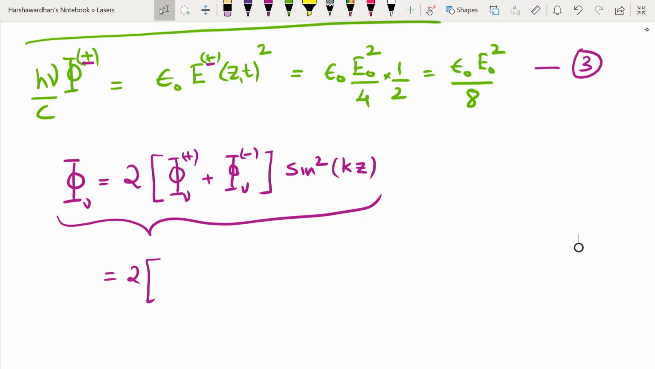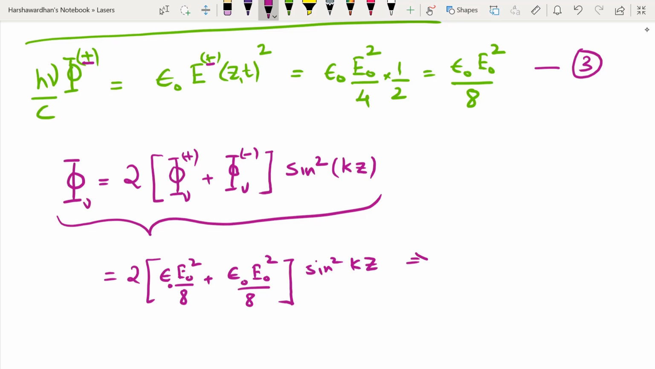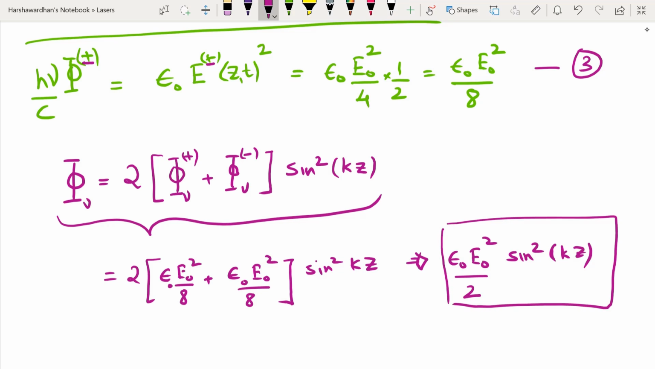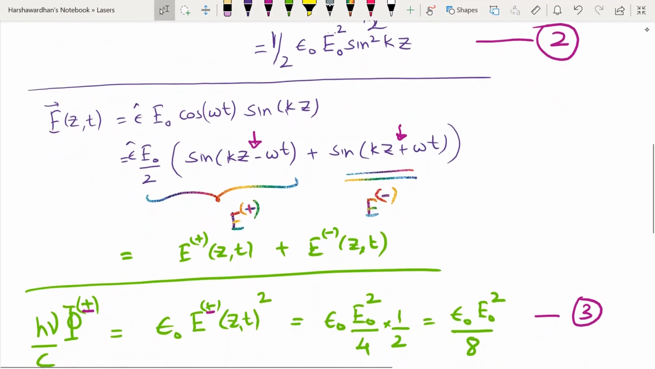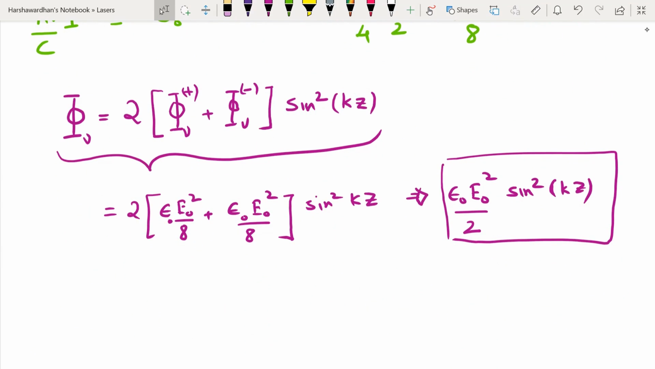You can clearly see, if I plug these relationships back in, I would get here twice epsilon naught E naught square by 8 plus epsilon naught E naught square by 8, right? Sine square kz, which you will quickly identify as simply epsilon naught E naught square sine square kz. And you see, there'll be a factor of 4 at the bottom, 2 gets cancelled, so this becomes 2, which is precisely the equation 2 that we got, right? So hence this formulation actually works.